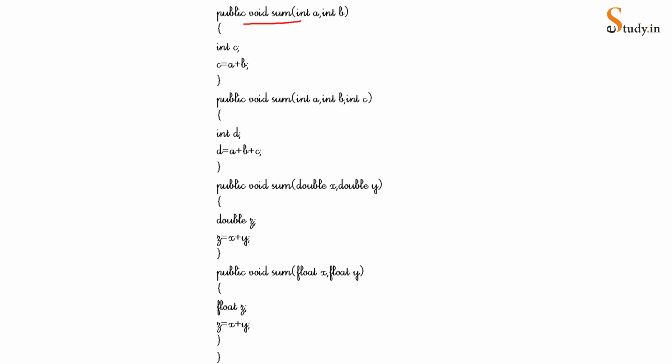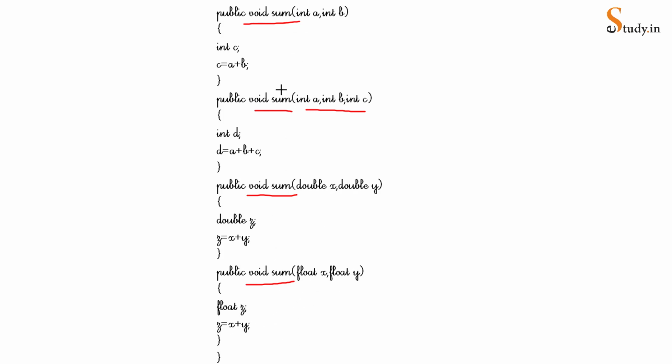We have one sum method which receives two integer parameters. We have another sum method which is receiving three integer parameters, int a, int b, int c. And within this method, we have declared a local variable d, and d is storing the sum of a, b, and c. Now we have another sum method which is receiving two double parameters x and y, and we have declared a local variable double z in which we are storing the sum of these parameter variables, and in the next version of sum we have two float parameters x and y, and we have declared a local variable z which is storing the sum of these two.